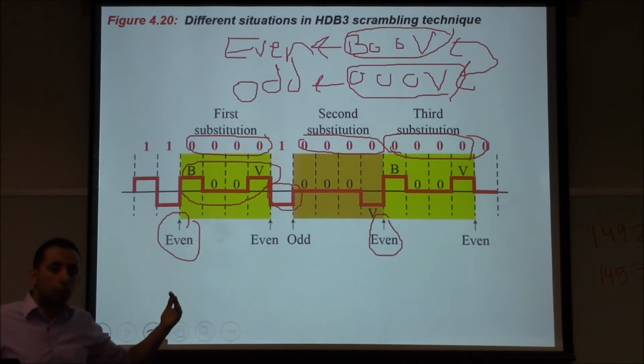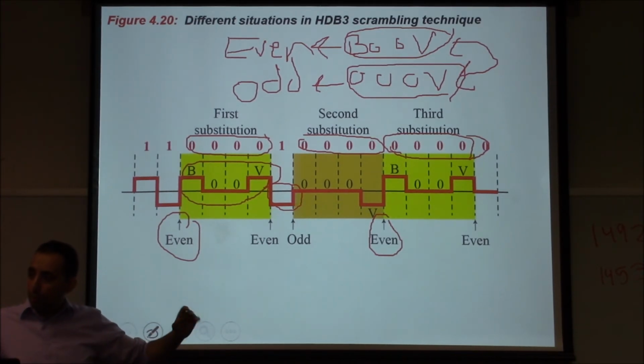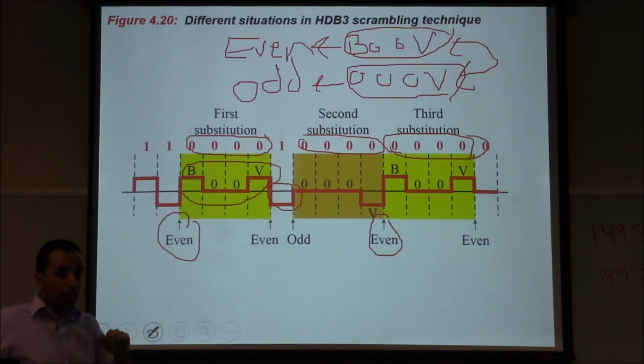So basically we have two codes. We use one of them based on the number of non-zero pulses since the last substitution. And that will help with keeping the DC component 0.